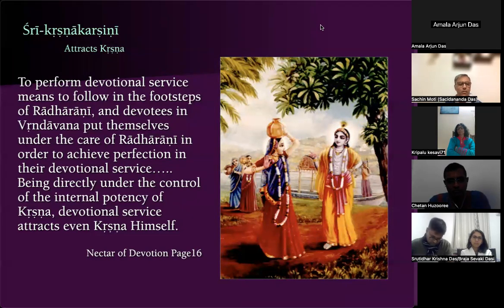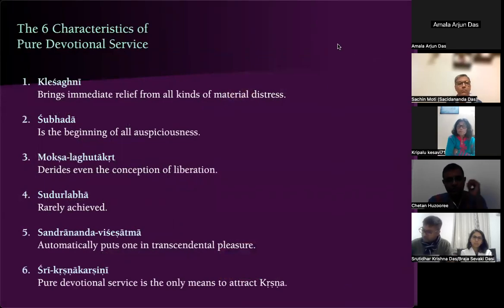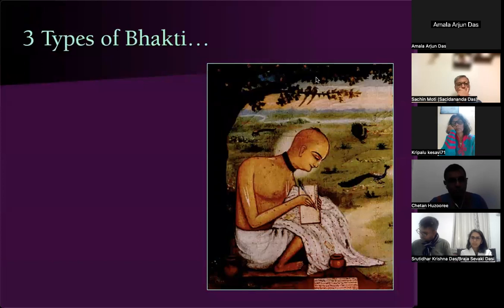So Srimati Radharani is the abode of pure devotional service, and she attracts Krishna. The devotees of Vrindavan follow Srimati Radharani's footsteps, and that's how Krishna is attracted towards the devotional service of the devotees. So these are the six main characteristics of pure devotional service. Please read them nicely. They are in the first chapter, and they are received by devotees who practice sadhana bhakti, going to bhava bhakti and prema bhakti. All six characteristics are available.